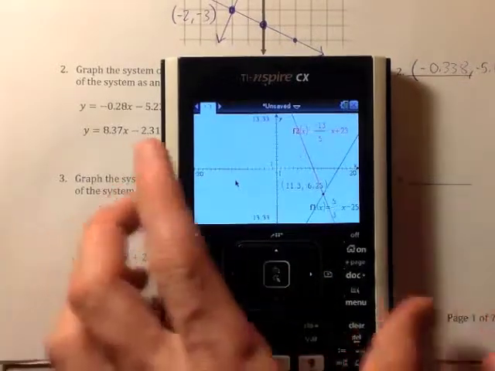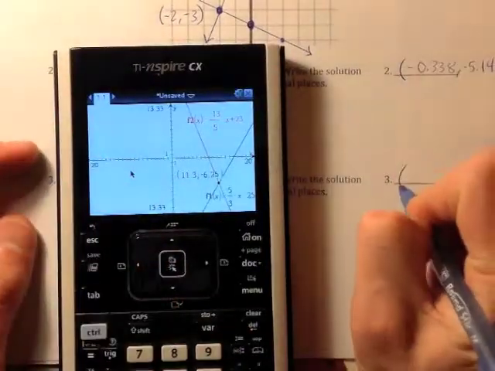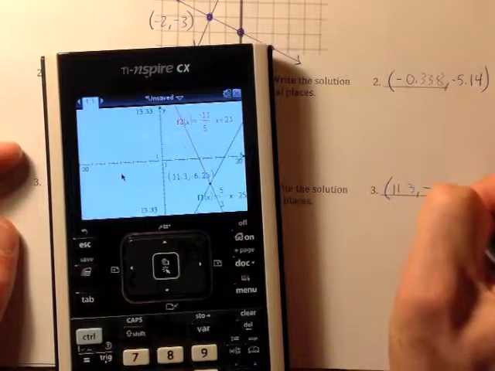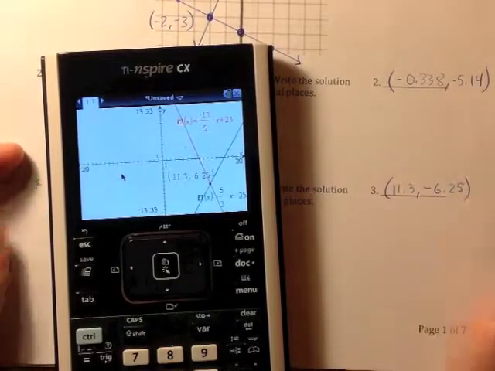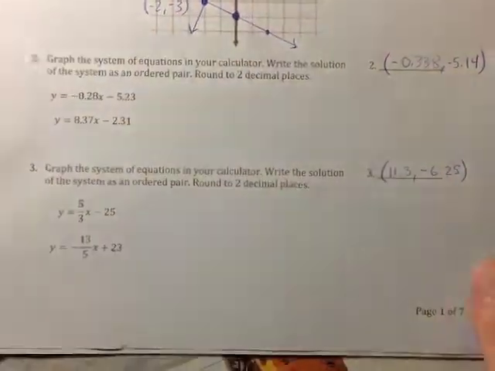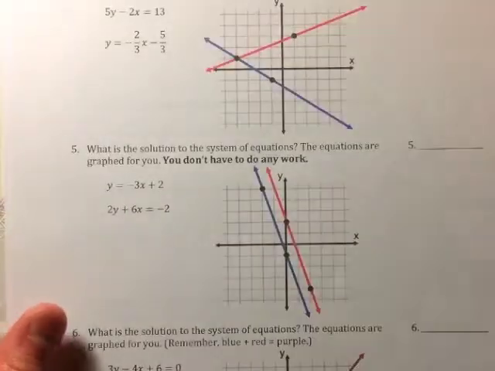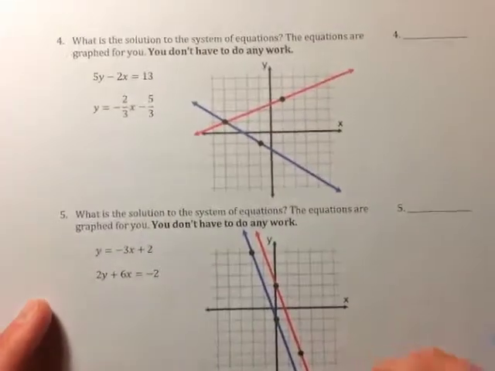Alright, so the x value is 11.3 and the y value is negative 6.25. Alright, that wasn't too bad. So we are done with the first page. Now, let's look at problem number 4.